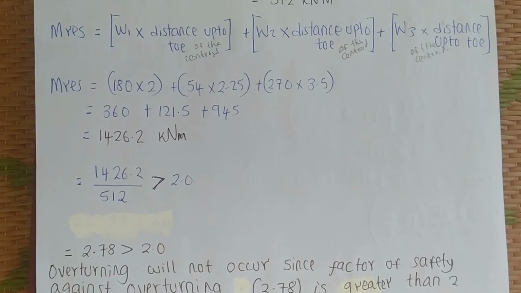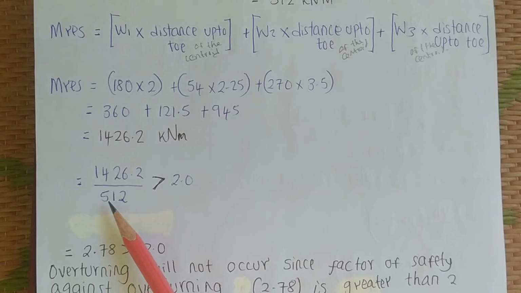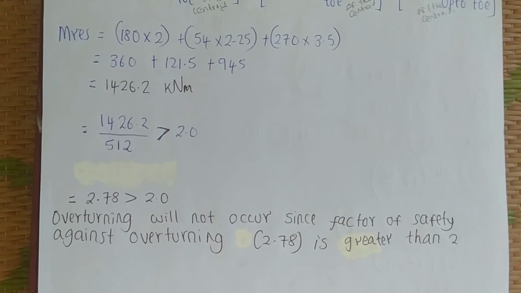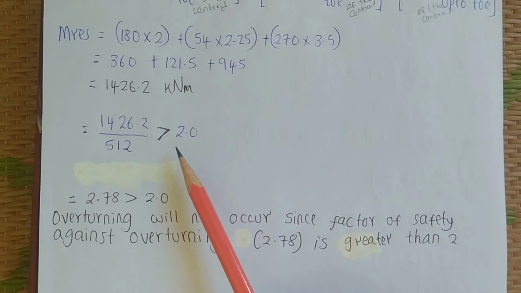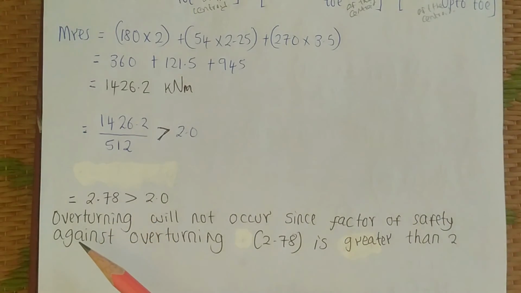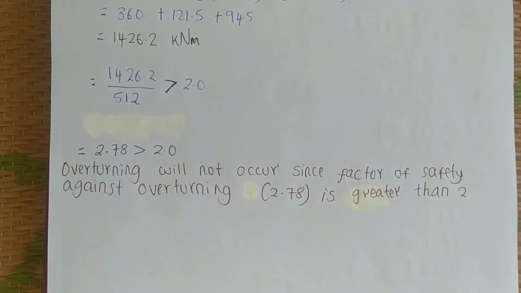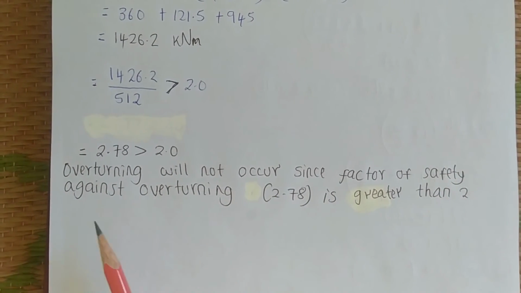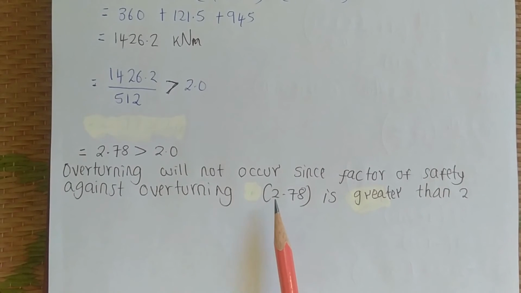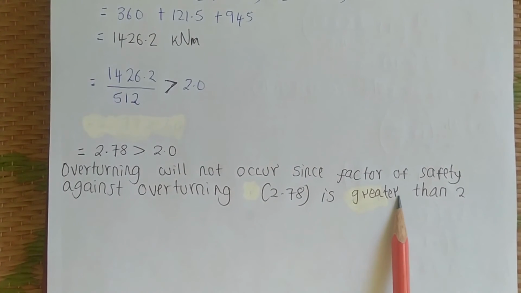And then I gave you the formula that the factor of safety against overturning is equal to restoring moment all over the overturning moment. So this is our restoring moment, and this one is our overturning moment. When you divide this one by this one, you'll get your answer as 2.75. So this one should be greater than 2. So this value is greater than 2. Hence we come to a conclusion that the overturning will not occur, since the factor of safety against overturning, which we got as 2.75, is greater than 2.